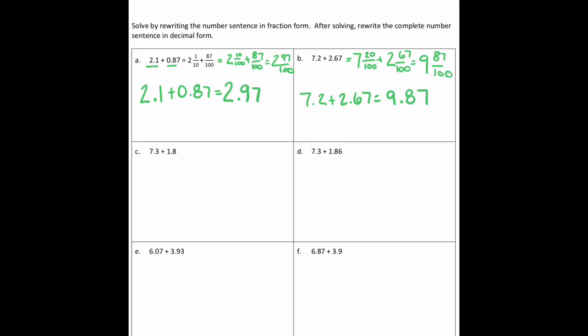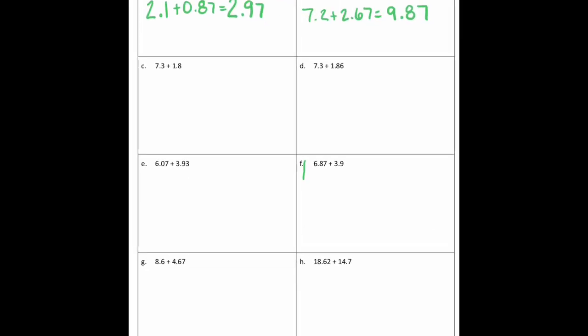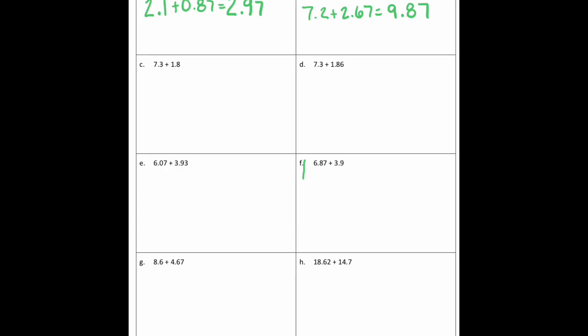Alright, on part C, we have 7.3 plus 1.8, which would be 7 and, we don't even have to mess with the hundredths here because nothing goes to the hundredths place, so I'm going to say 7 and 3/10 plus 1 and 8/10, and 7 plus 1 is going to give me 8, and 3/10 plus 8/10 is going to be 11/10. Well, that's greater than 1, so if I rewrote that and took out 10/10 to make another whole, I get 9 and 1/10. As a decimal, 7.3 plus 1.8 should give me 9.1.